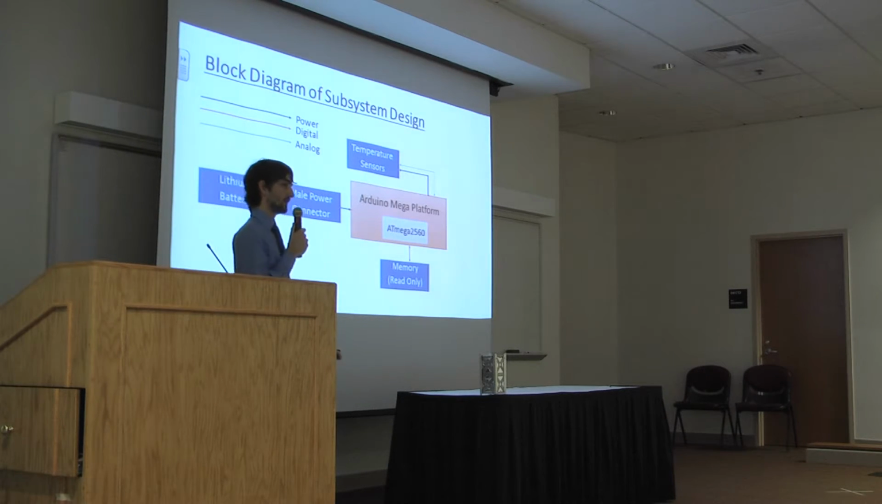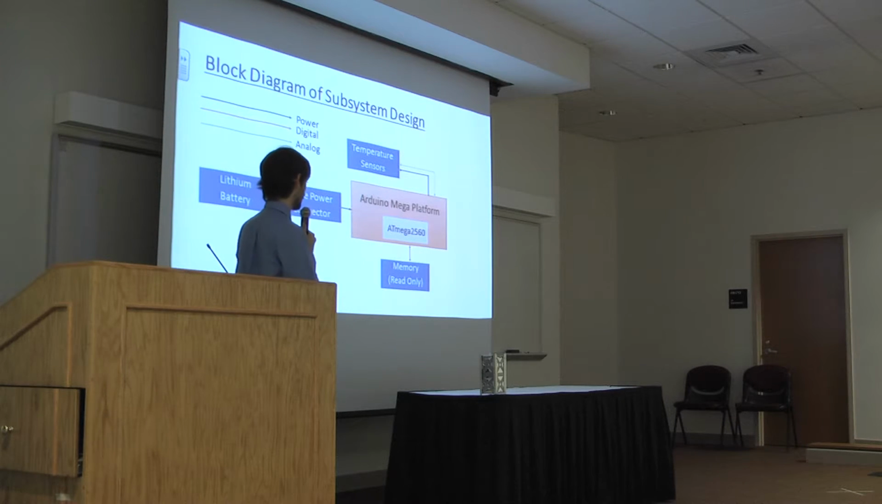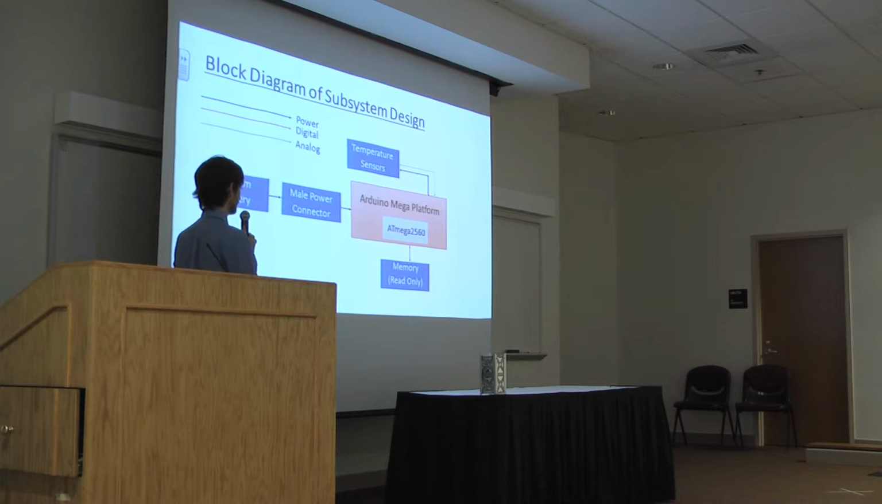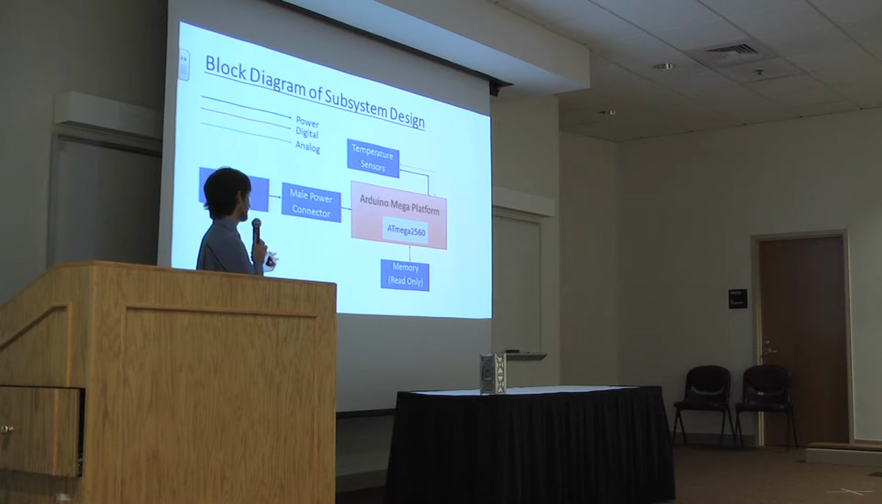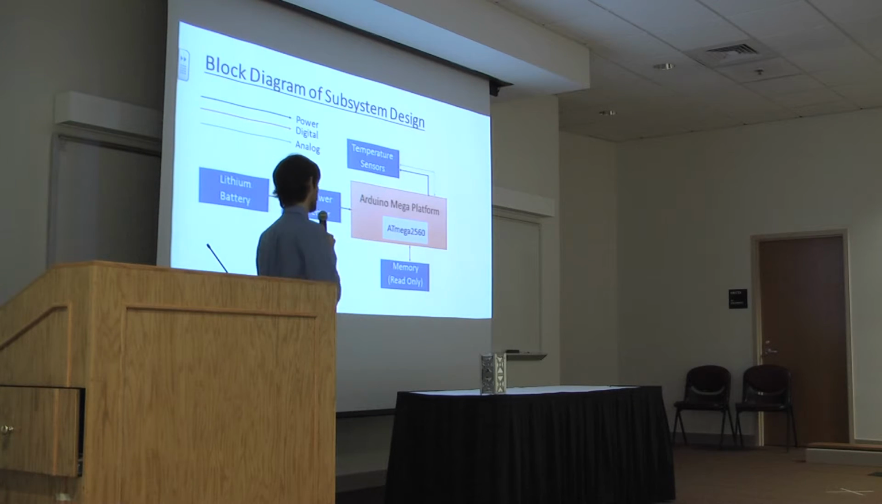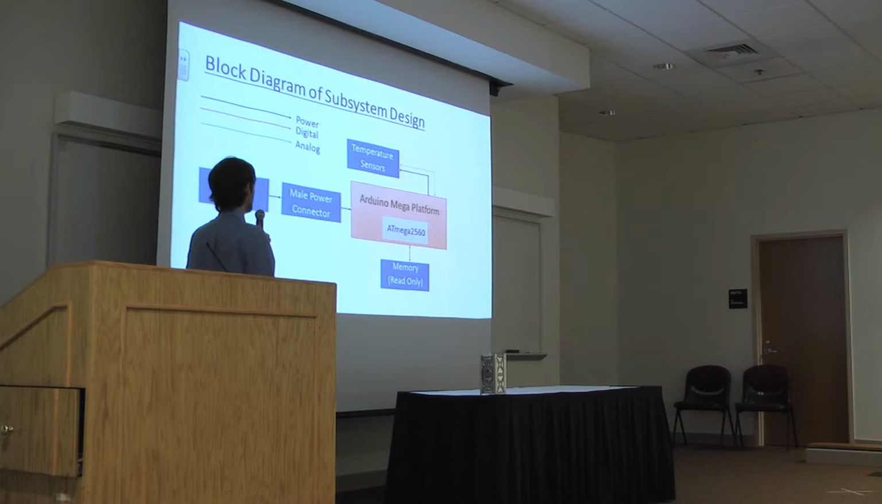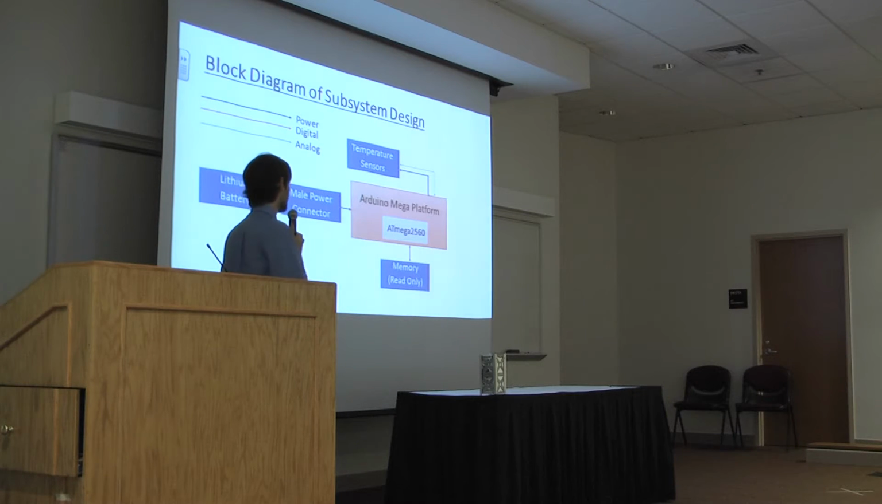This is a rehash of the block diagram that I showed you earlier with a little bit more population of some of the names that we're going to be using. As you can see, the lithium battery feeds into the Arduino Mega through a male power connector because the battery I purchased didn't come with a connector that fits the Arduino Mega. And then the Arduino Mega sends power to the temperature sensors and receives the signals back.